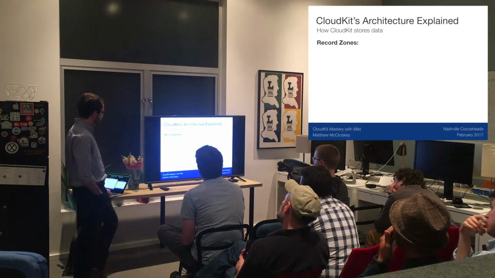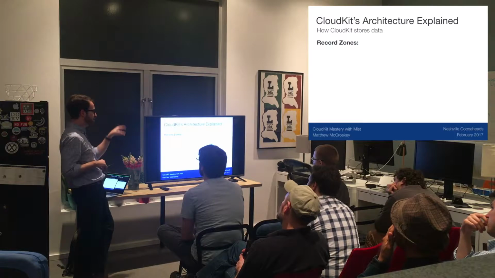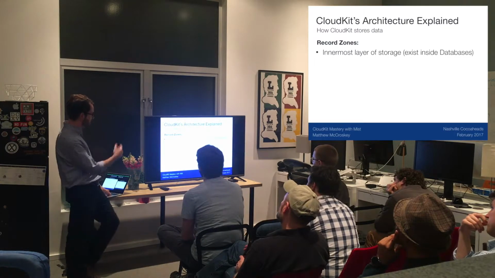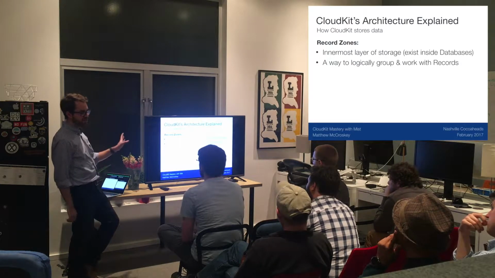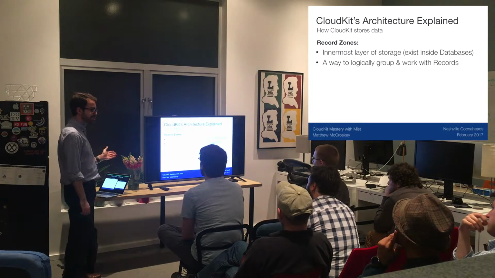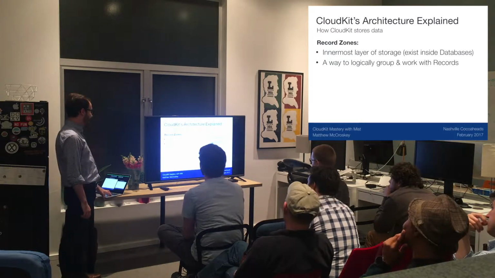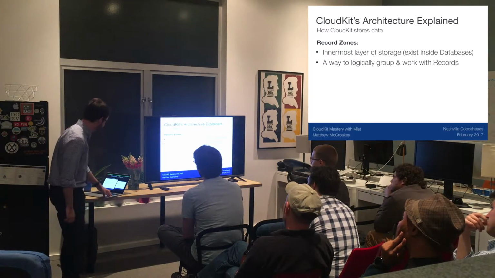Okay. Finally, so we have containers, we have the three types of databases in each container, and then in each database we have record zones. They're the innermost layer of storage. They exist inside databases. They're a way to logically group and work with records. This is what Apple tells you, and they basically leave it at that. It turns out these are very important, but they don't make it very clear. And you can watch their talks, and they just kind of assume that you know how to use them. Maybe I'm just dumb.